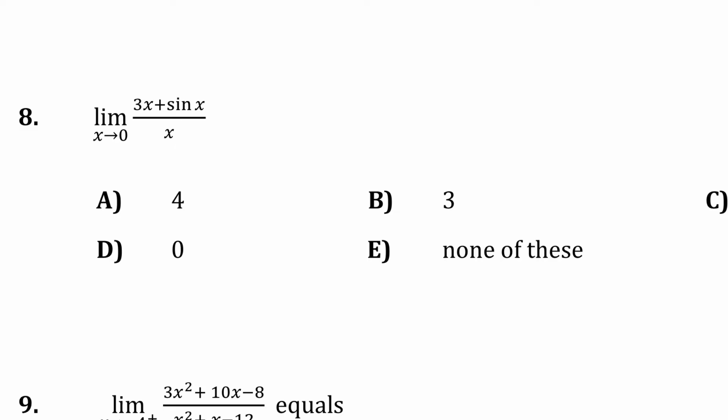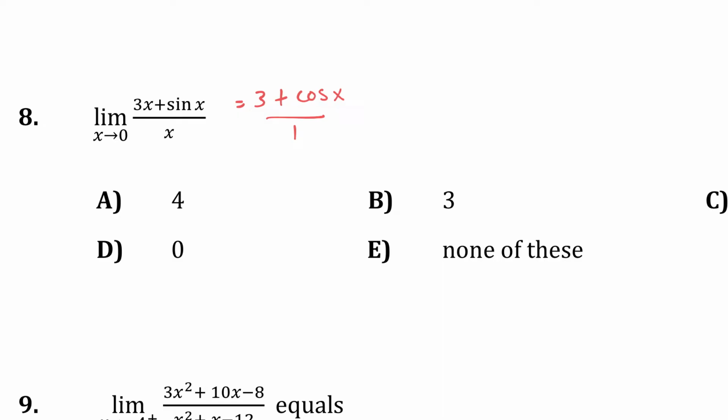Once again, as it goes to 0, 3 times 0 is 0, plus sine of 0 is 0, divided by 0. So it's 0 over 0. L'Hopital's rule again. So we have the derivative of 3x is 3, plus the derivative of sine, which is cosine x, divided by 1, because the derivative of x is 1.